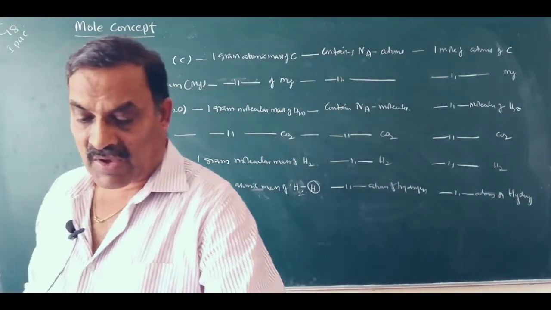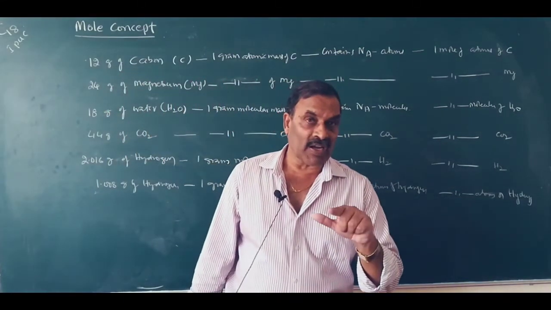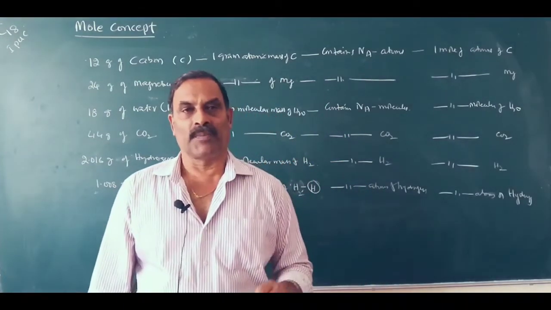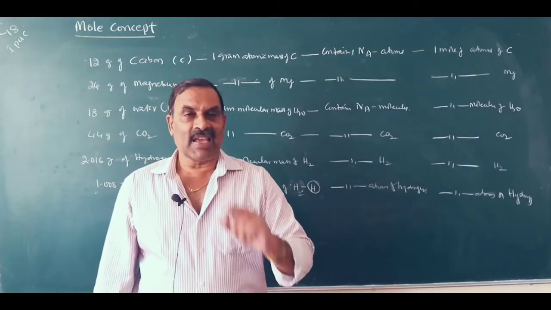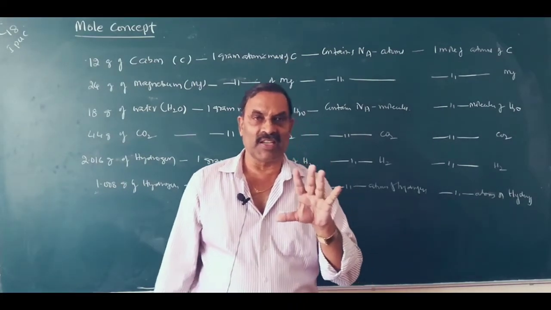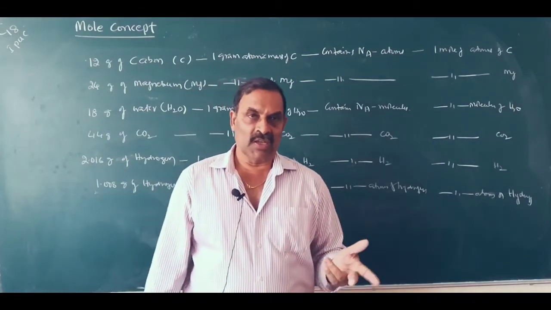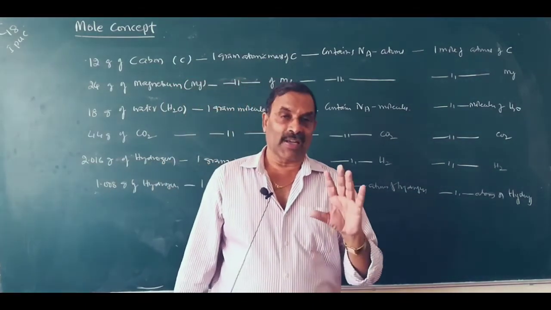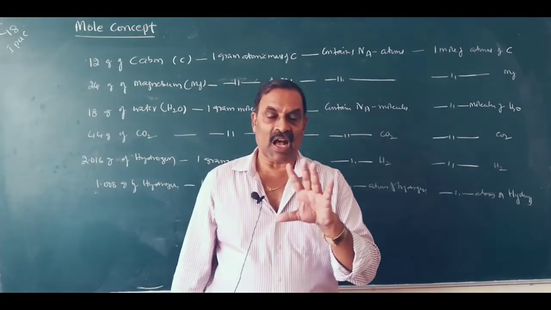So understood? Avogadro number. What is Avogadro number? It is the number of atoms present in exactly 12 gram of carbon 12 isotope, and it is represented as Na, and its value is equal to 6.023 × 10^23. So similar to dozen, similar to score, similar to gross, 1 mole represents Avogadro number of particles or Avogadro number of units.